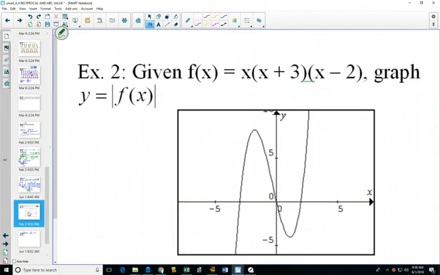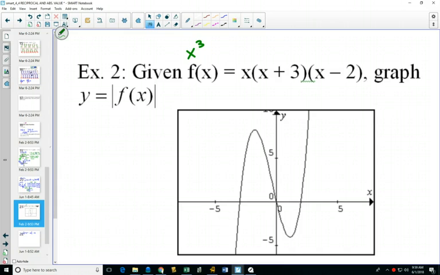So if I had f of x equals x times x plus 3 times x minus 2, I've given you the graph, but we're going to take some time to say, if I didn't give you the graph, how would you go about graphing this? And first of all, thank you very much that it's already factored. Because if it wasn't factored, first of all, you would have to factor it. And you might notice that this is an x cubed graph.